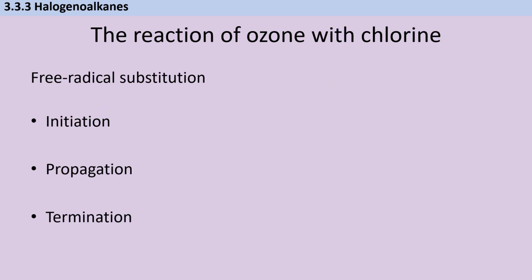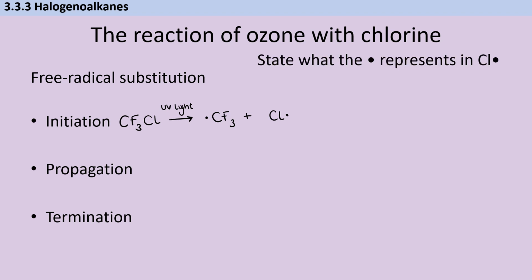When ozone reacts with chlorine, we call this mechanism free radical substitution, and there are 3 steps to the process. The first step and the last step are only going to happen once, but in the middle, this propagation step can happen over and over and over again, breaking down loads of ozone molecules. Our first step is called initiation, and this is when UV light causes a carbon-chlorine bond to break homolytically to form 2 free radicals. You could get a little 1-mark question that asks you what the symbol represents. So we know that it means it's a free radical, but why is it a free radical? What does it have? Well, that little dot represents an unpaired electron.